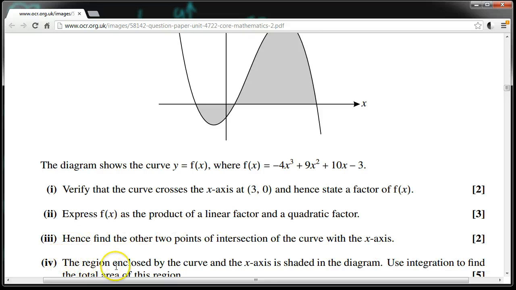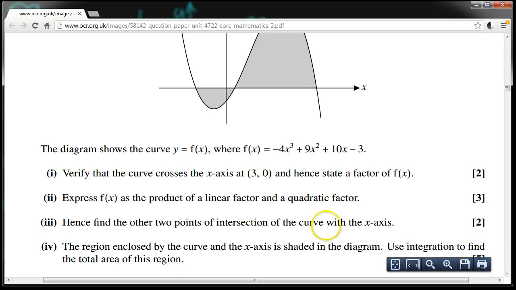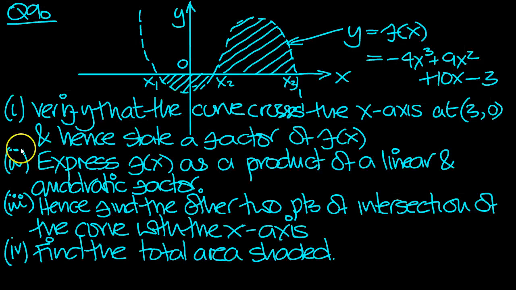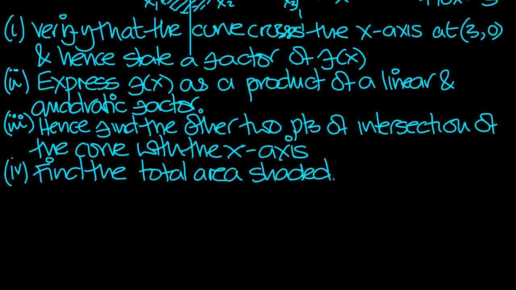And 4. The region enclosed by the curve and the x-axis is shaded in the diagram. Use integration to find the total area of this region. So I've summarized the question here. So let's have a look at this then. Here's our cubic equation. Crosses the x-axis at 3, 0. Verify it crosses the x-axis at 3, 0.